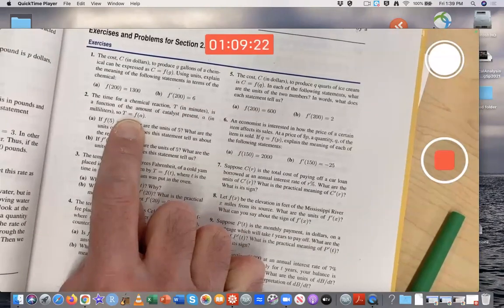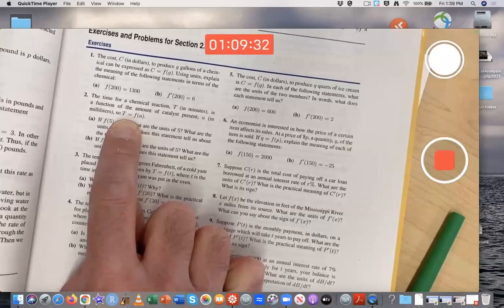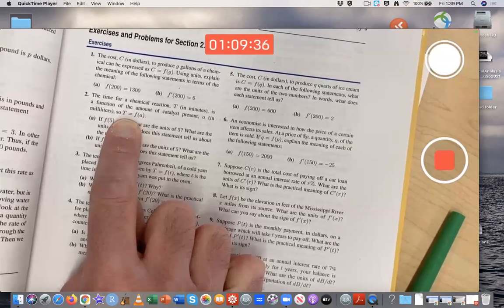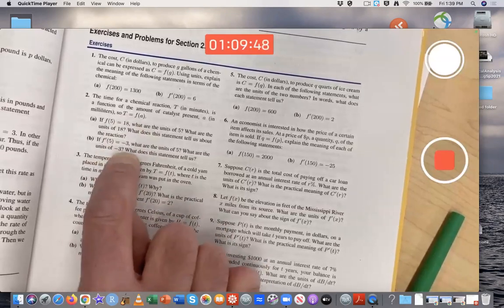Time in minutes, catalyst in milliliters. So the derivative of this would be dt dA. It would have units of minutes per milliliter. For every extra milliliter of catalyst you add, how does that change how fast the reaction goes? It actually should be a negative derivative there, right? Add more catalyst, probably the reaction is going to go faster. dt dA should be negative. Is that the case? Yeah, here they're saying it's negative.